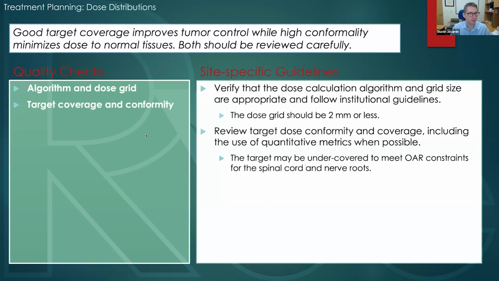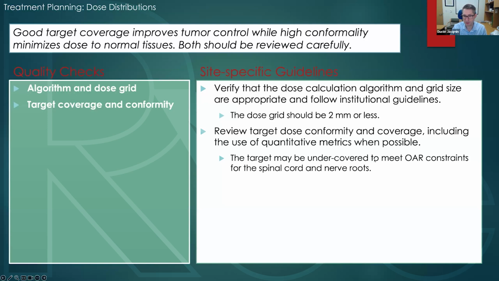All right, lastly, let's talk about dose distributions. In spine SBRT, we want to use a small dose grid because, again, we have these small, intricate structures. We have high dose gradients, and so we want to model those as accurately as possible. And generally, the recommendation is to use a dose grid of 2 millimeters or less for spine SBRT.